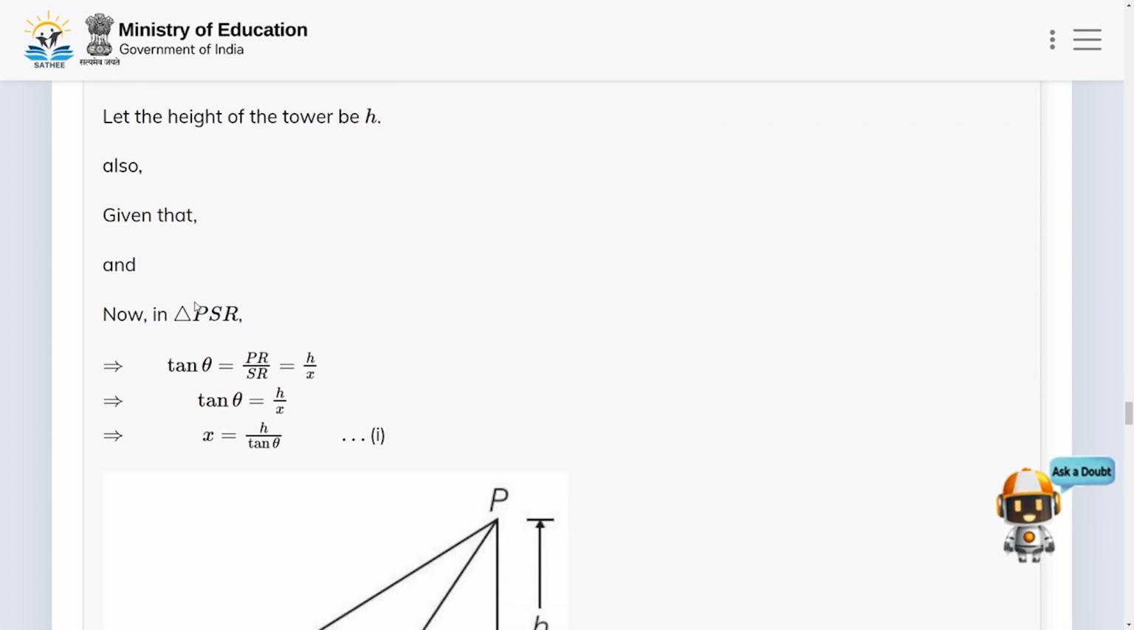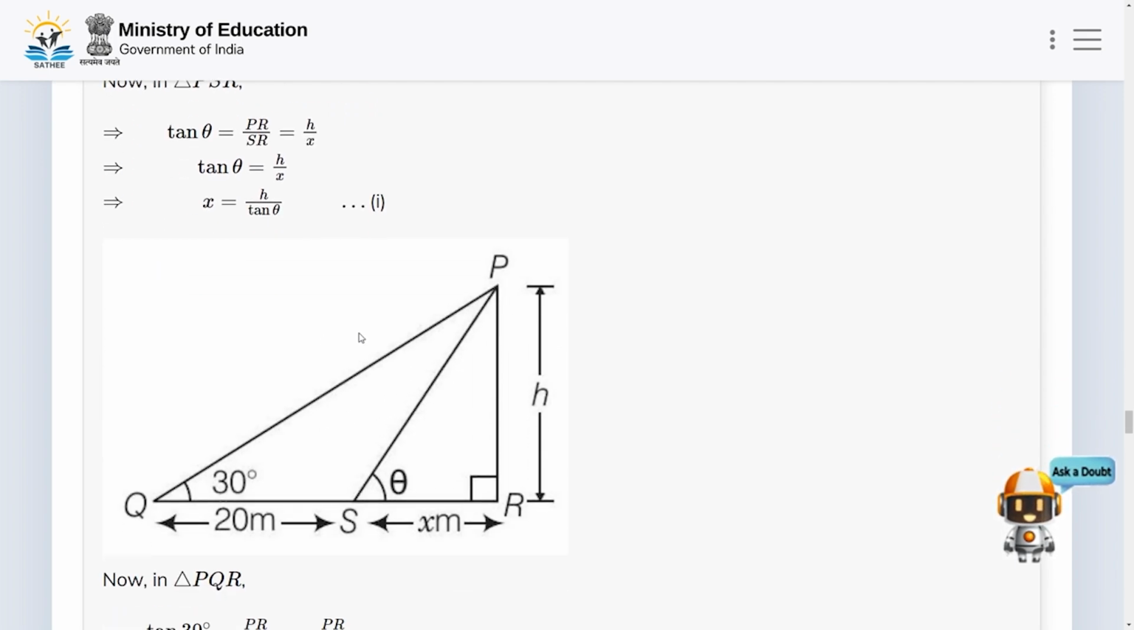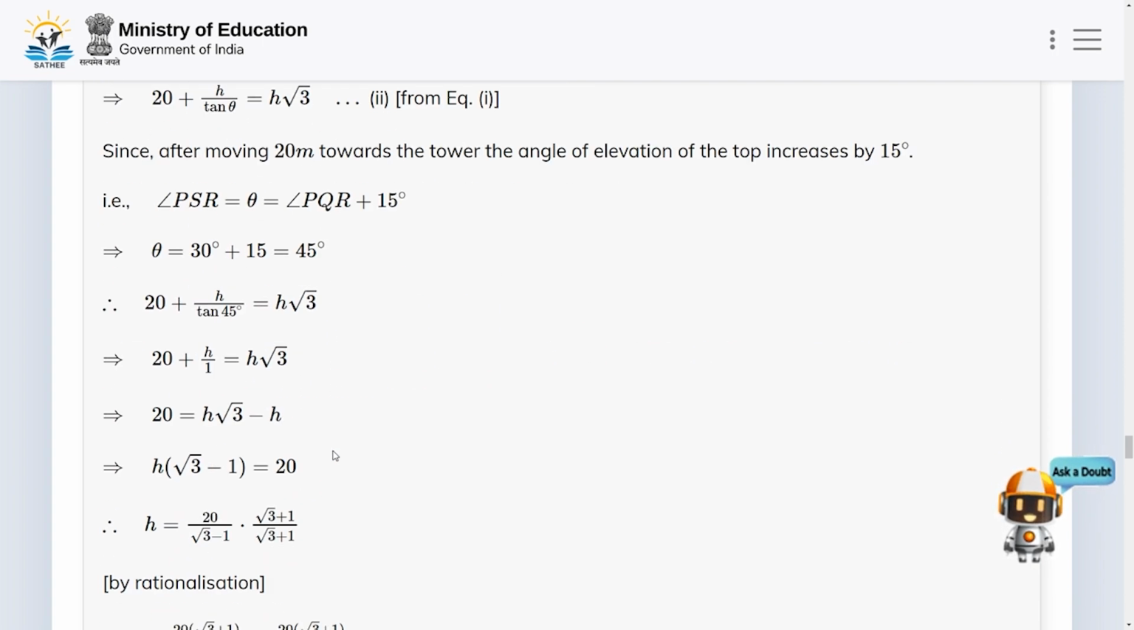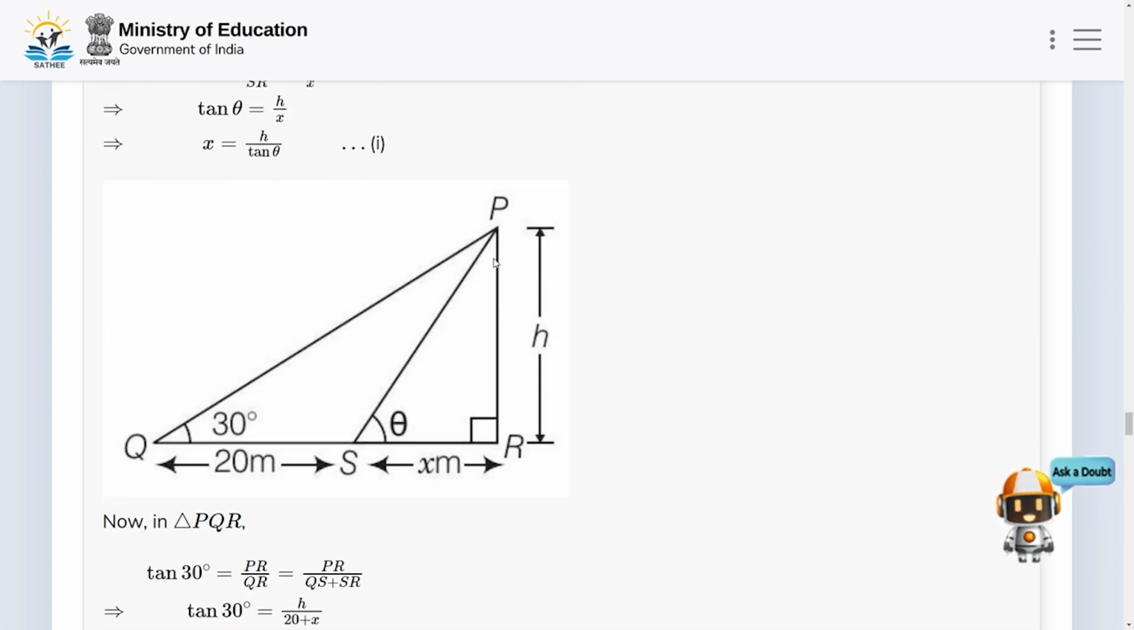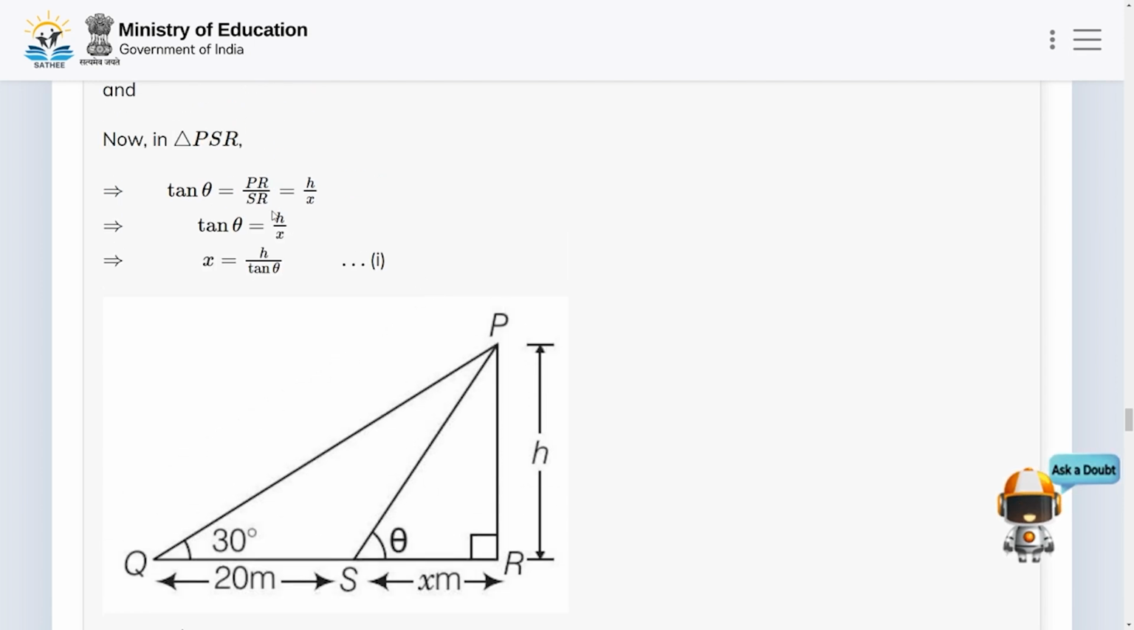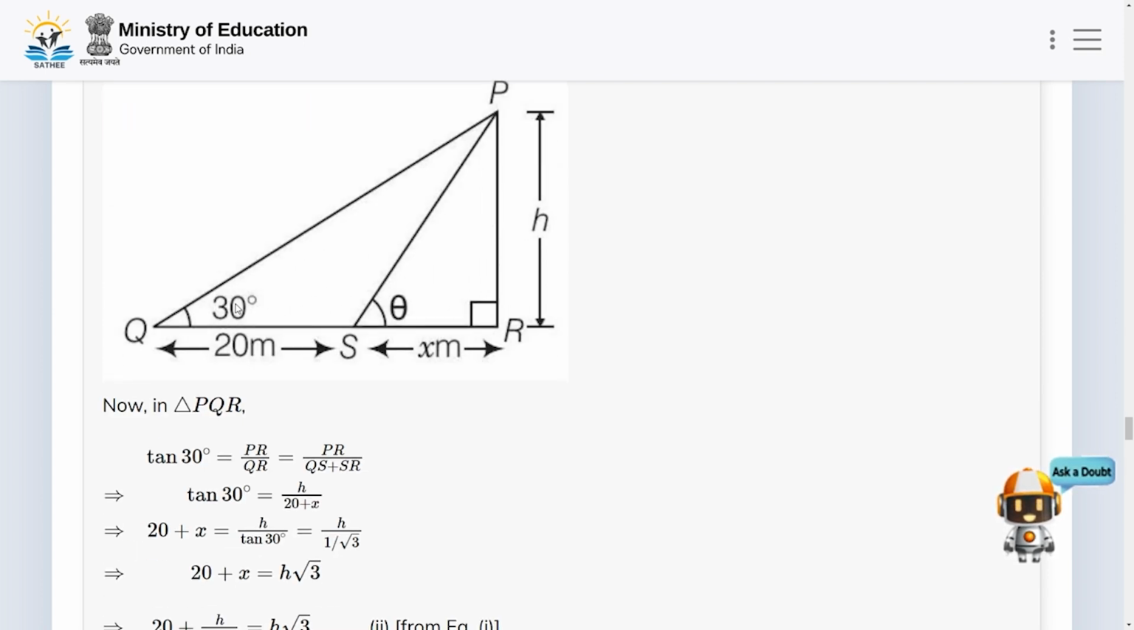So let the height of the tower be h. Also given that in this triangle PSR, tan theta is equal to PR by SR, and this is equal to h by x. It implies tan theta is equal to h by x, and it implies x is equal to h by tan theta. Naming this equation number 1.